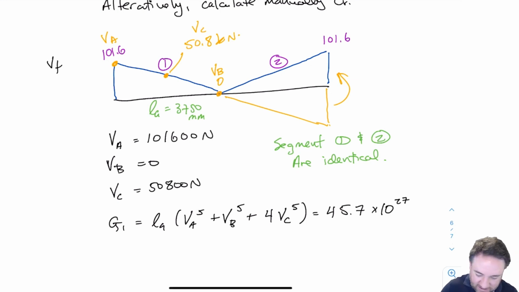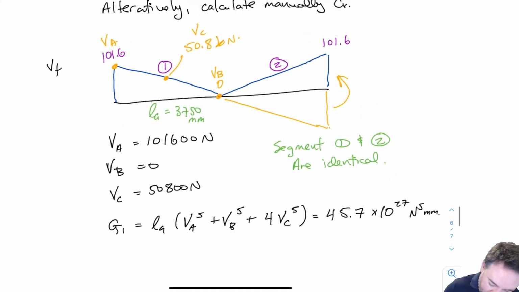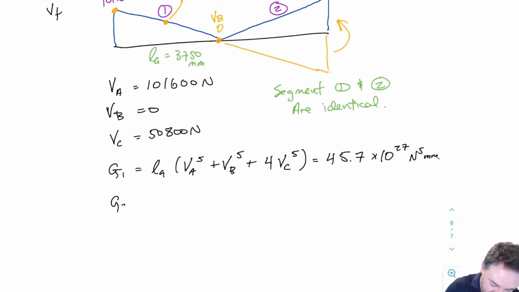And this is in units of newtons to the 5th times millimeters. Okay. Super awkward. Now since segment 1 and segment 2 are identical, G2 is also the same: 45.7 times 10 to the 27 newtons to the 5 times millimeters.